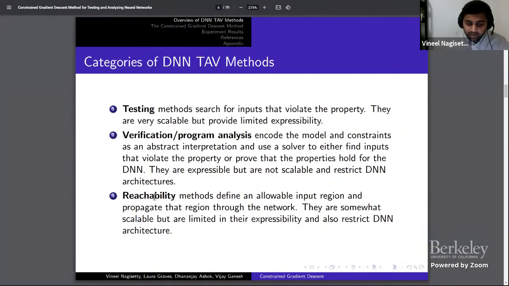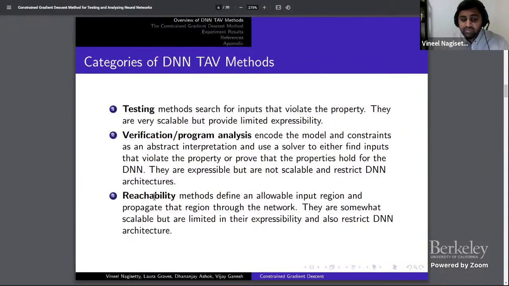Reachability methods define an allowable region, often defined geometrically as a polytope, and they propagate that region throughout the network. So this output region encapsulates all the outputs possible from that input region, and they use that method in order to verify.